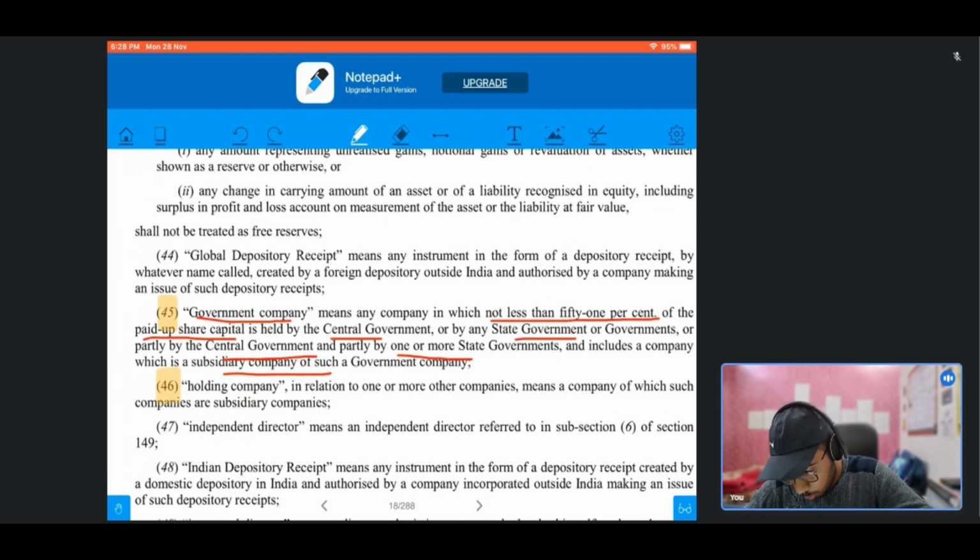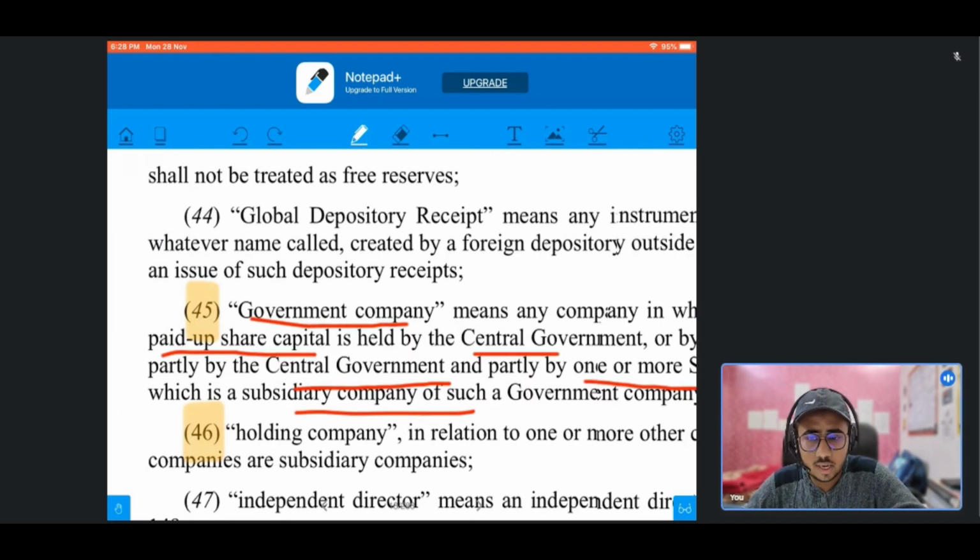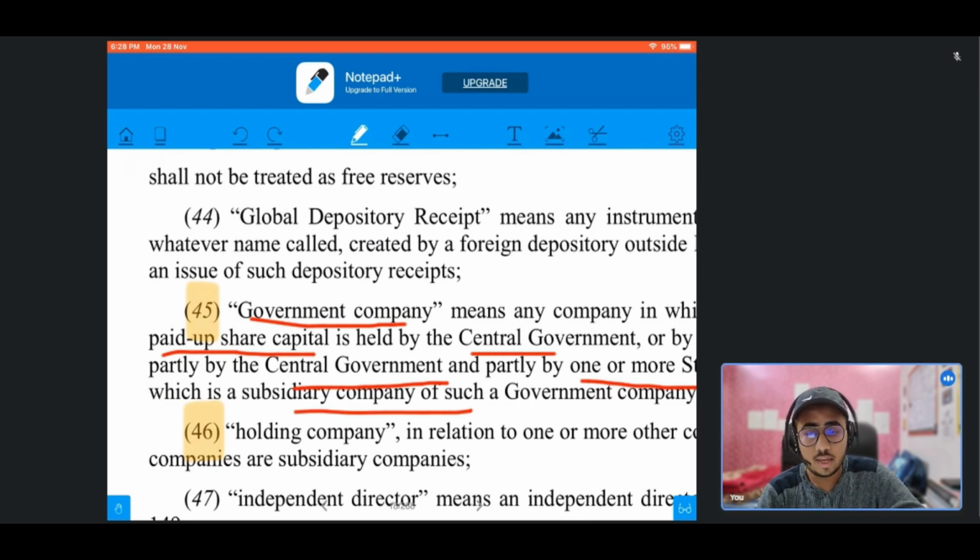Moreover, I would like to add one more point here, that if in such a company the DVR, the differential voting rights shares are issued, then instead of the paid up share capital, we will consider the voting rights in that company. So if 51% or more of the voting rights are in the hands of the government, then it will be called a government company.